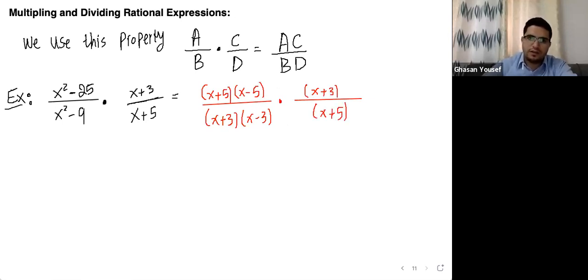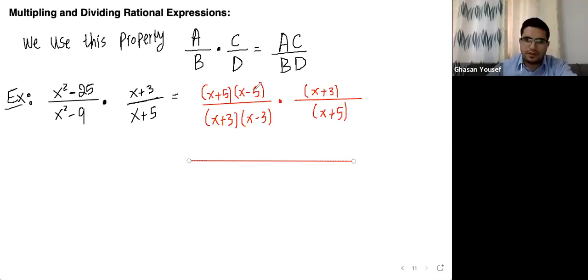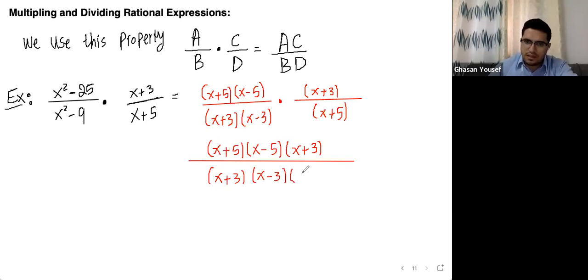Now we can make the two fractions one fraction only. Now we're multiplying the numerators together and the denominators together. I get x plus 5, x minus 5, and x plus 3 in the numerator, and the denominator is x plus 3, x minus 3, and x plus 5.